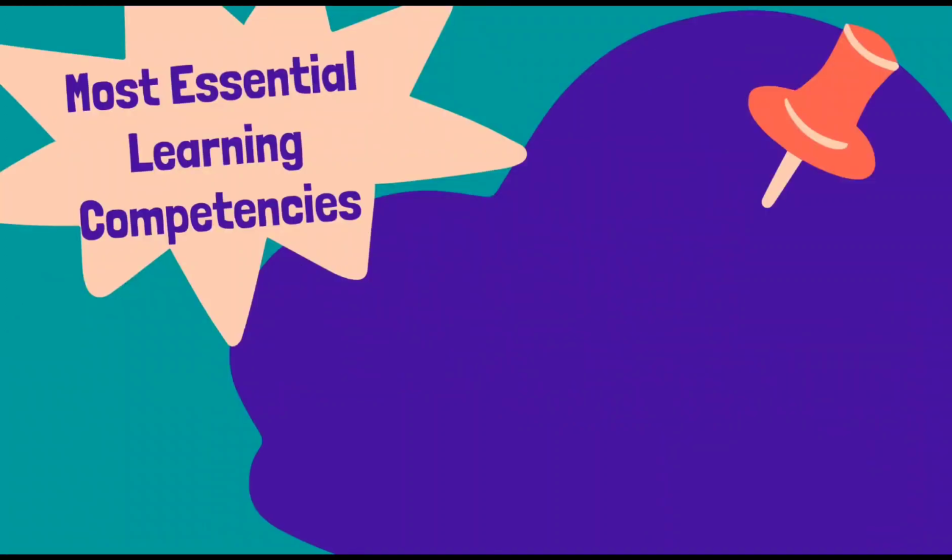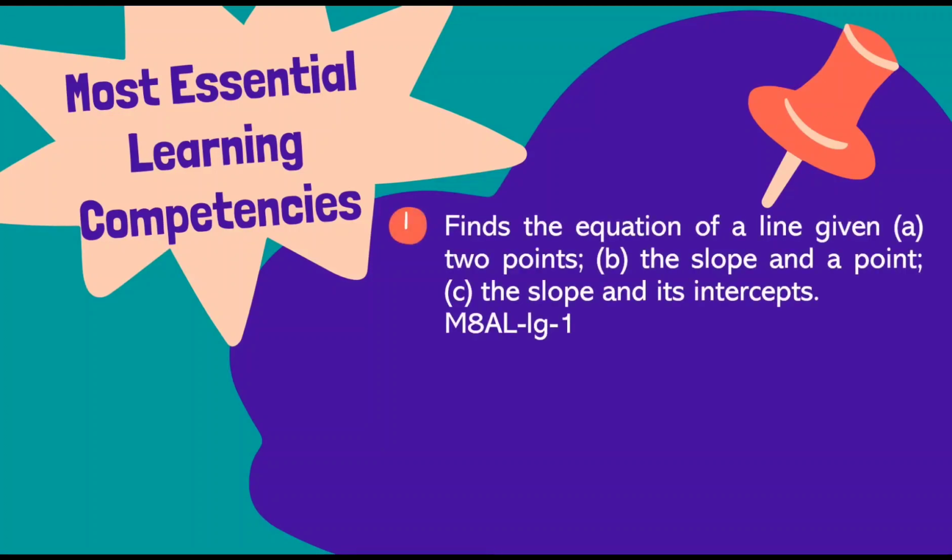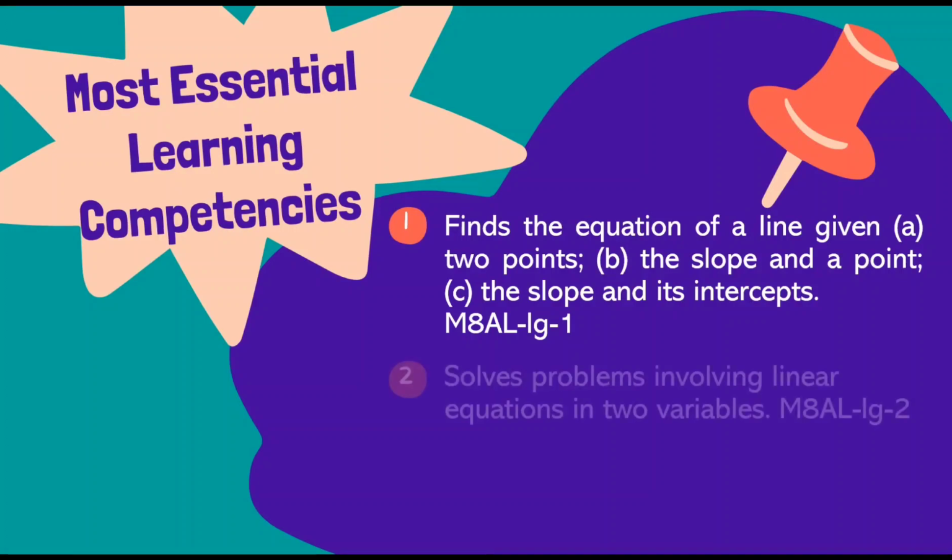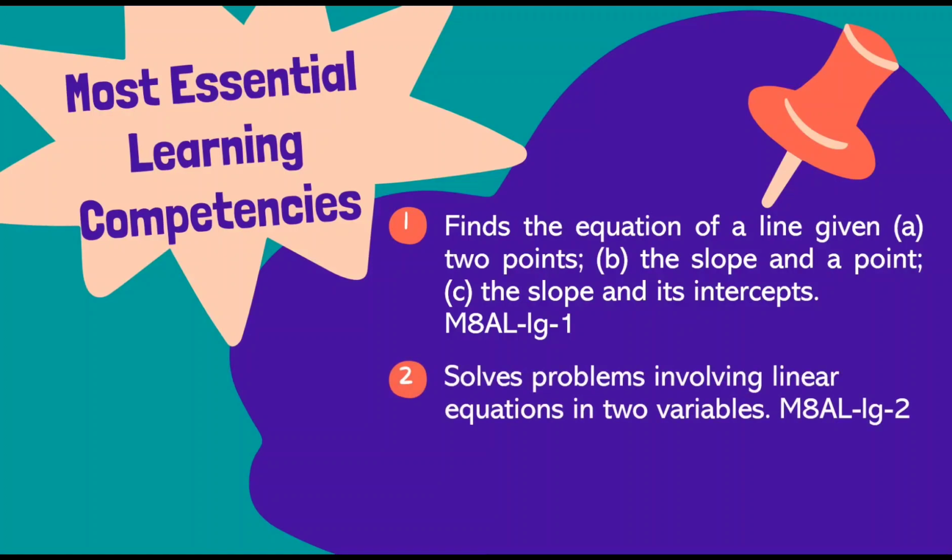Our most essential learning competencies for this session are: number 1, finds the equation of a line given 2 points, the slope and a point, and the slope and its intercepts. And the second one, solves problems involving linear equations in 2 variables. So students, kindly get your weekly home learning plan, your module in Mathematics 8, as well as your paper and pen. So let's begin!